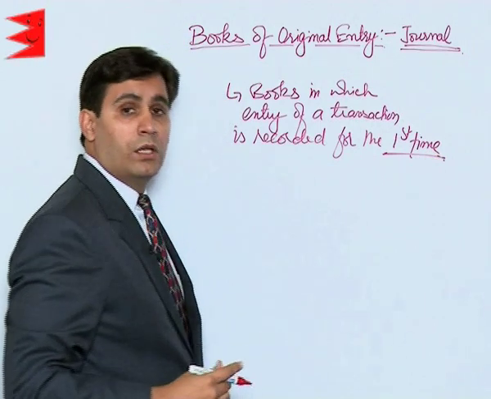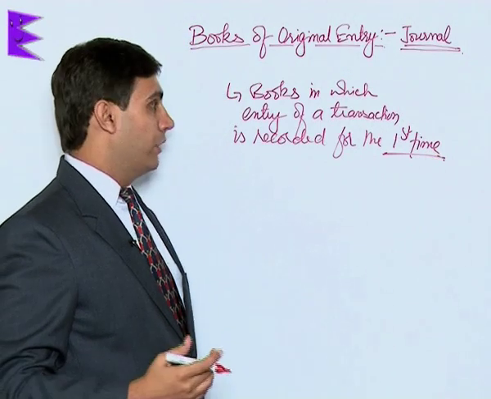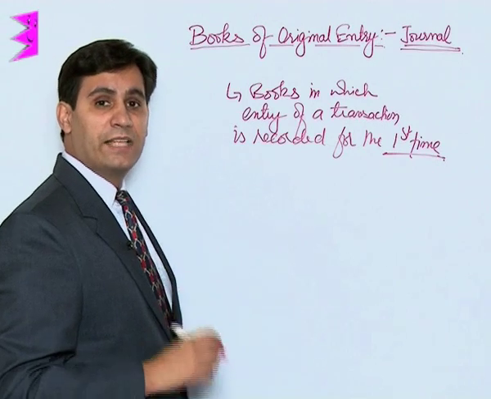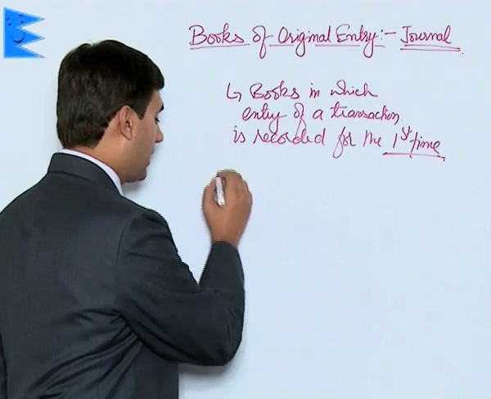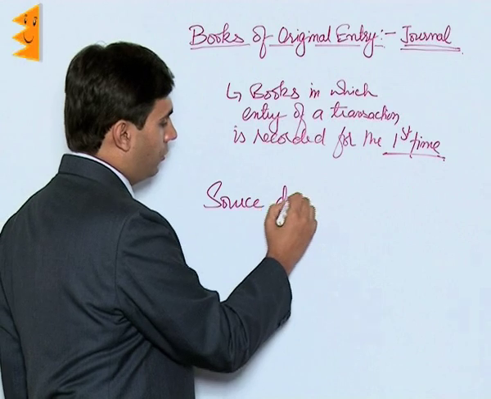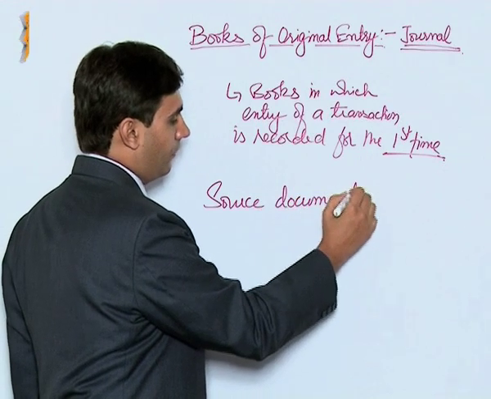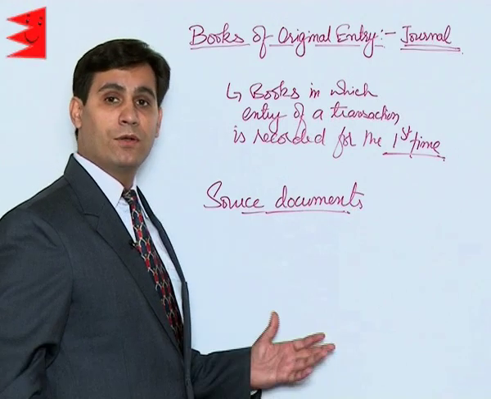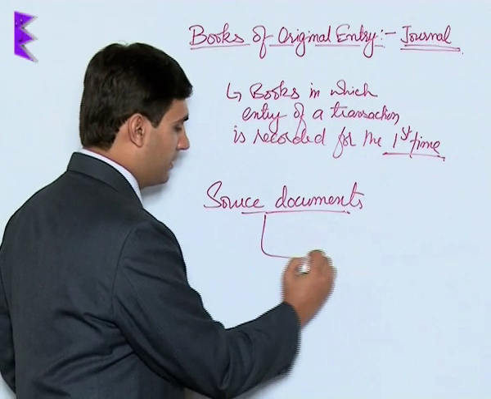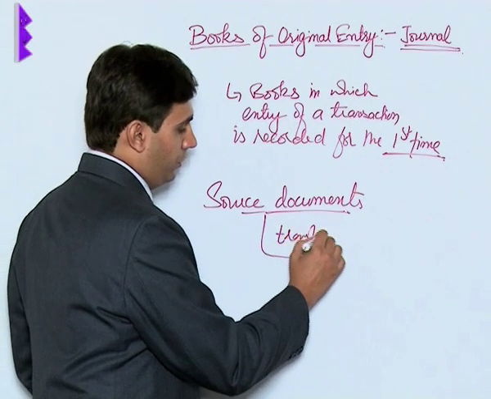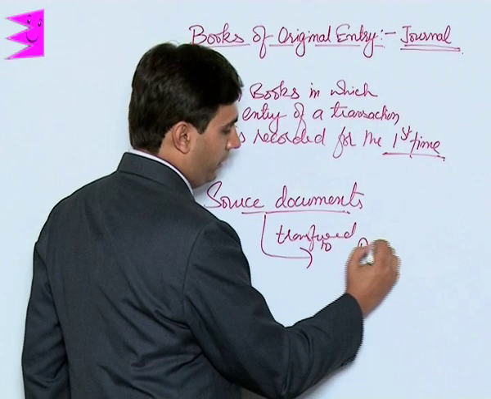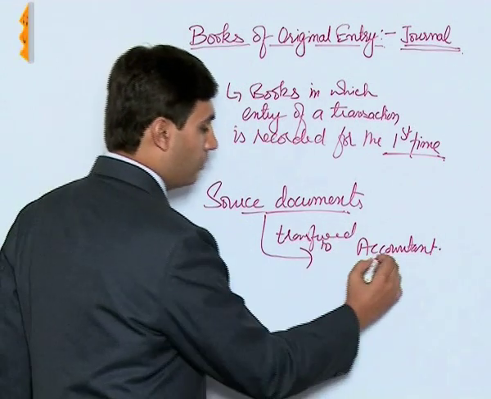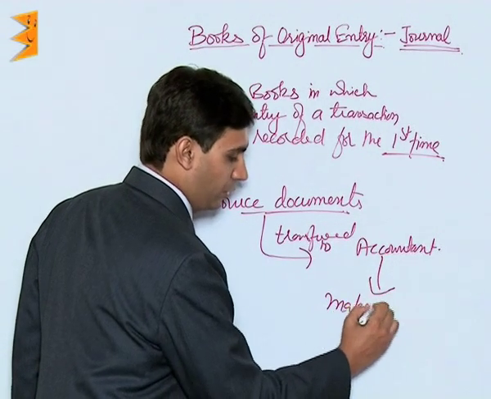Now students, how and what prompts an accountant to actually make an entry? Let us recall the process of accounting, and we had studied that for every transaction source documents are prepared. Now students, if a transaction takes place, any voucher, bill or any transfer voucher is created. This document is then transferred to the accountant, and upon receiving this source document, the accountant then makes an entry in the book.